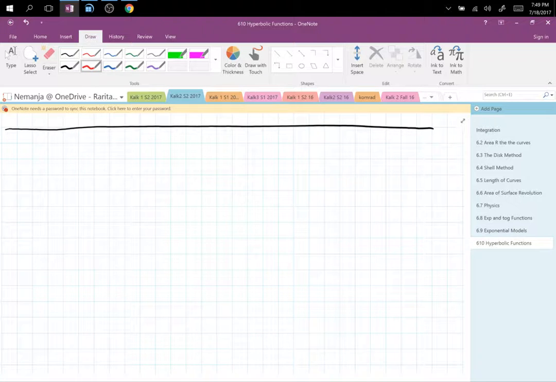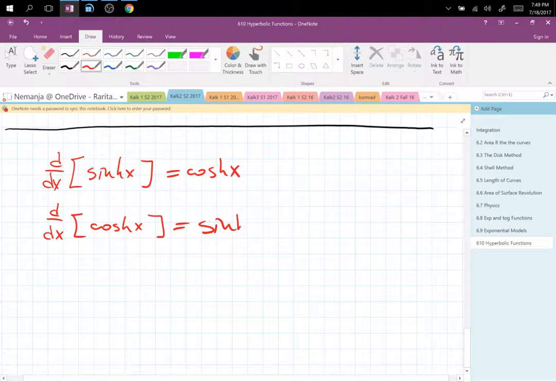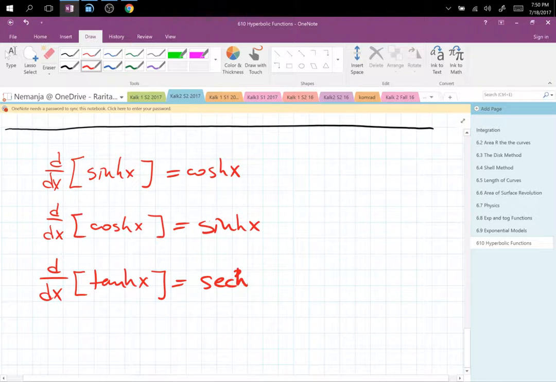So what we are going to look at first is that the derivative of sine hyperbolic x is cosine hyperbolic x, and the derivative of cosine hyperbolic x is sine hyperbolic x, so no negative. That's really cool, right? And then we have the derivative of tangent hyperbolic x. What would that be? Secant squared. Yes, hyperbolic. So the derivative of tangent hyperbolic x is secant hyperbolic squared x.